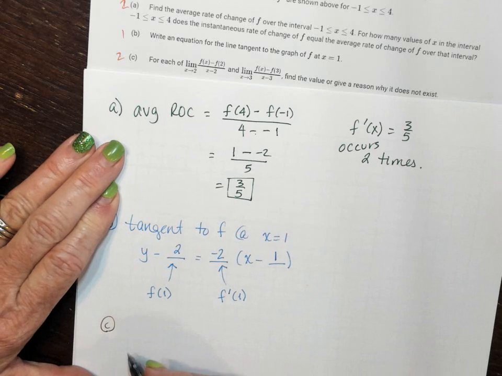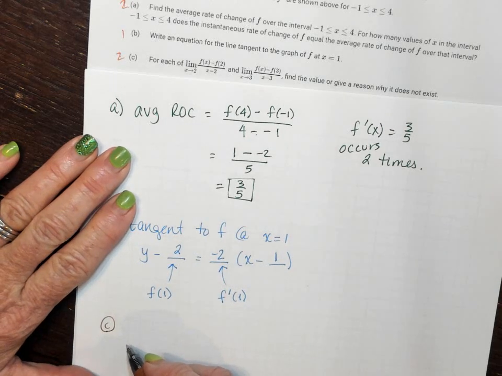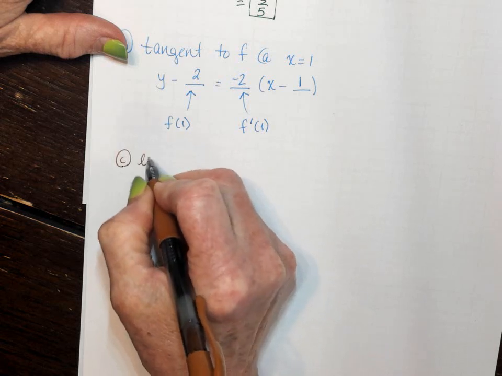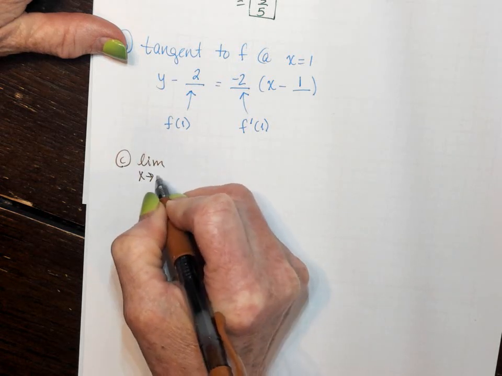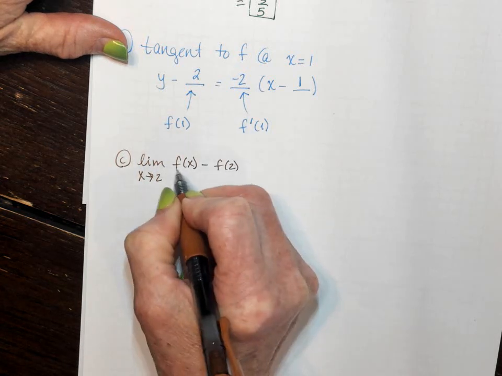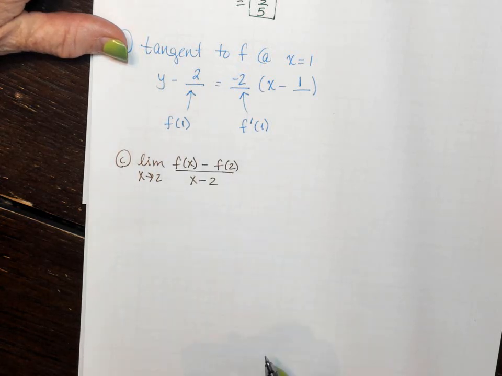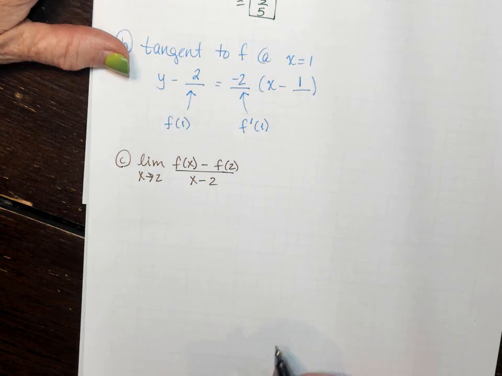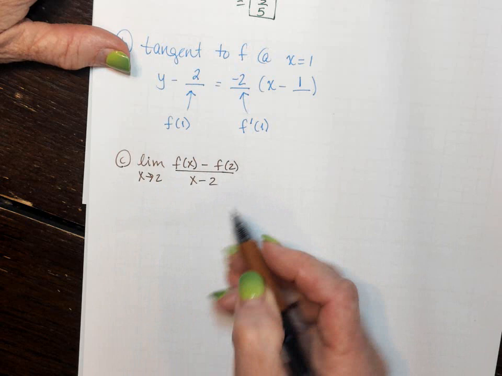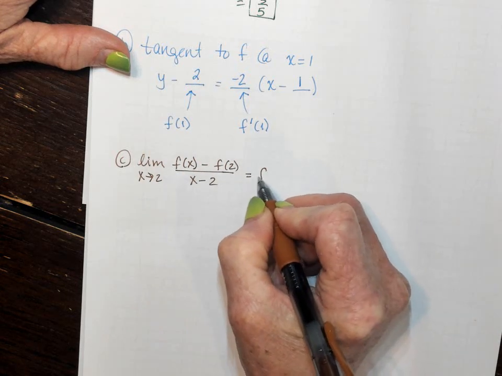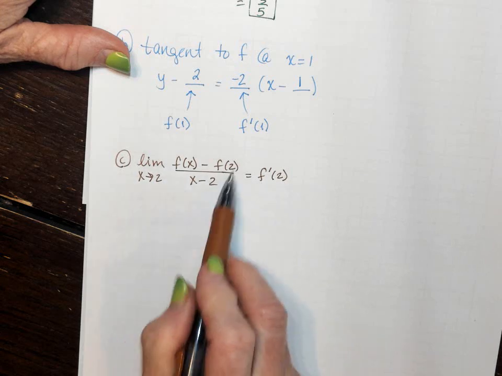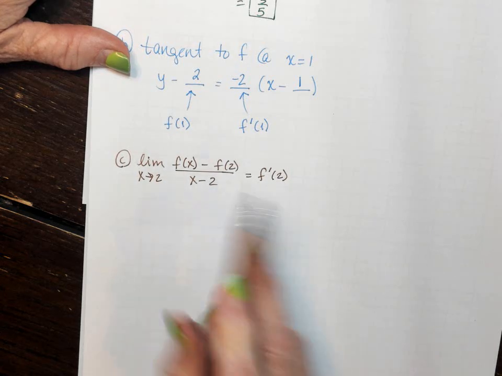So I'm going to go ahead and write those two down here, and then we can talk about them. So we need to find the limit as x approaches 2 of f of x minus f of 2 all over x minus 2. You should recognize this standard difference quotient. This standard difference quotient is exactly f prime at 2. That's a derivative at that x value at 2.